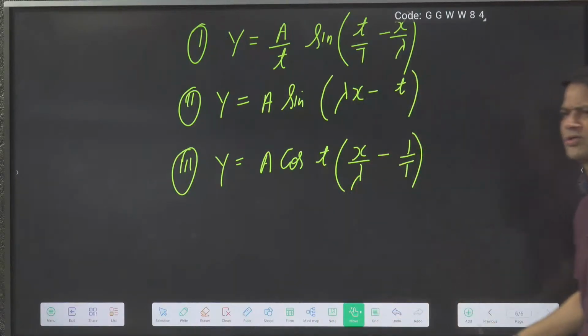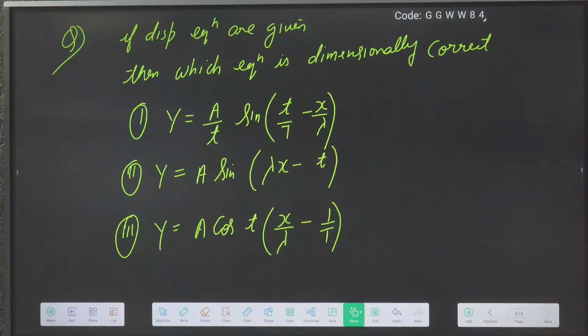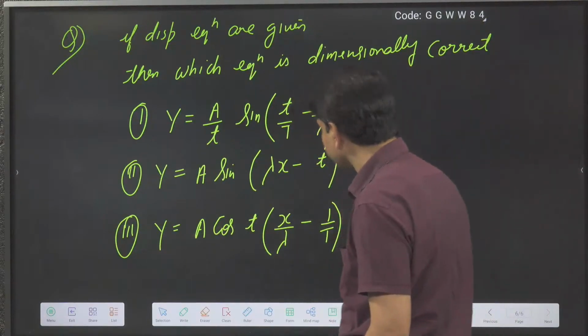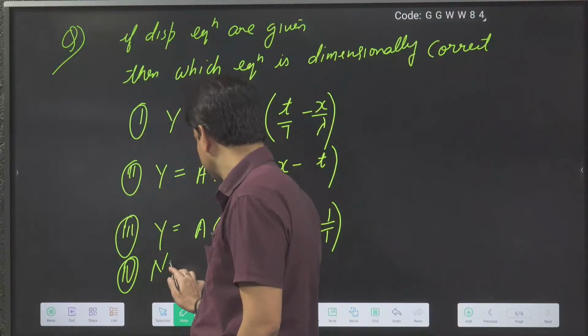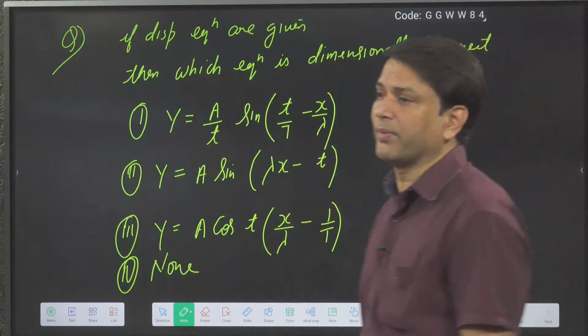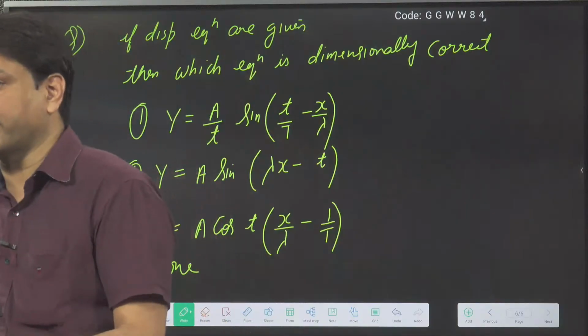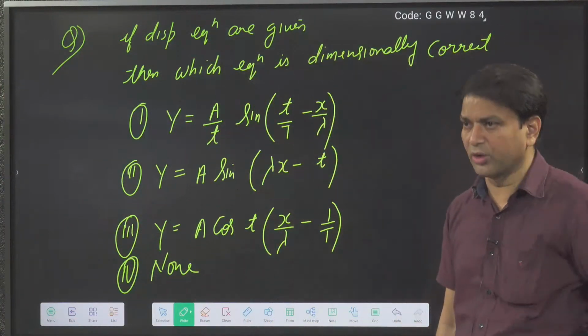Like this, any equation we can give. So here 3 I gave. I'm saying which equation is dimensionally correct. Fourth option I'm giving none. So here in this type of problem, when they give trigonometric or exponential, then we have to check for the trigonometric function also, as well as the whole equation also.